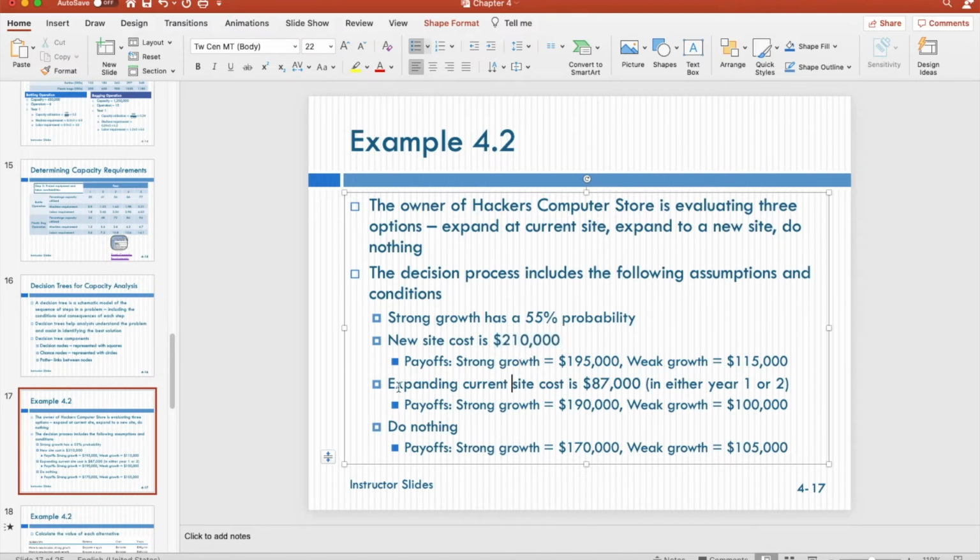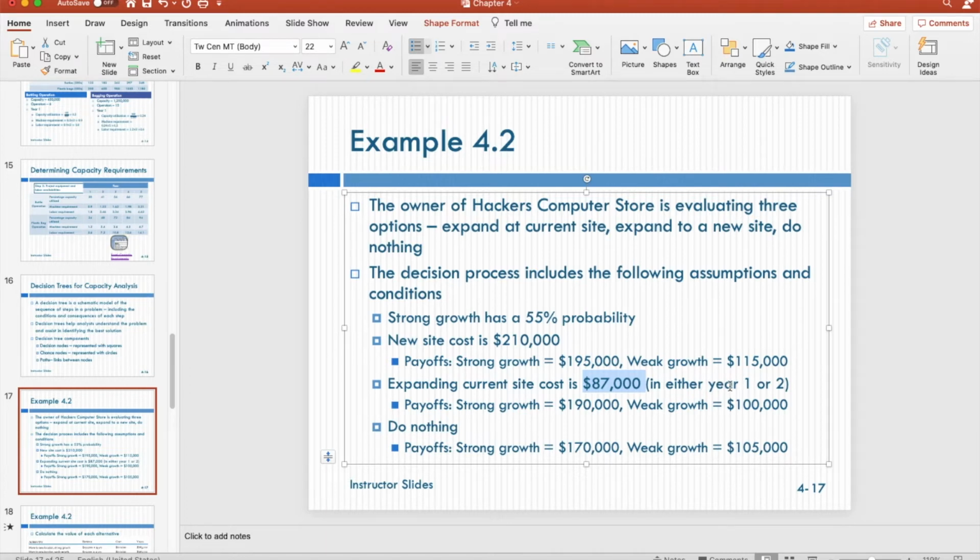Now this is a basic fact about expanding on a new site. If we try to expand on the current site, you also incur some cost, but compared to the new site cost, this amount is much lower, right? This is also very intuitive. If you expand on the current site, the cost will be $87,000, which is lower than the $210,000 for a new site. And you can decide whether to expand your current site in year 1 or year 2.